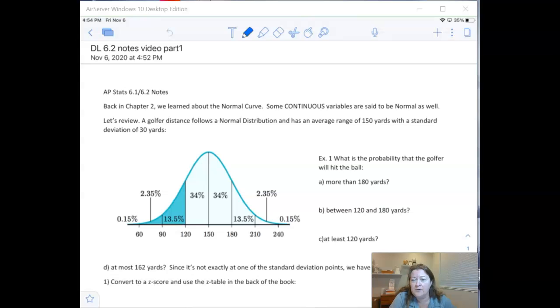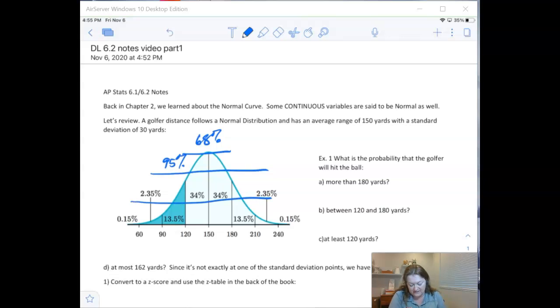So I've created a normal curve graph for a golfer's distance when they hit a ball. It follows a normal distribution. It has an average of 150 yards with a standard deviation of 30 yards. So if you remember, everything within one standard deviation counted for 68%, right? Then everything within two standard deviations counted for 95%, and then everything within three standard deviations counted for 99.7%. Okay, so those were our normal curve distributions, right? So we're going to use some of those and just double check.